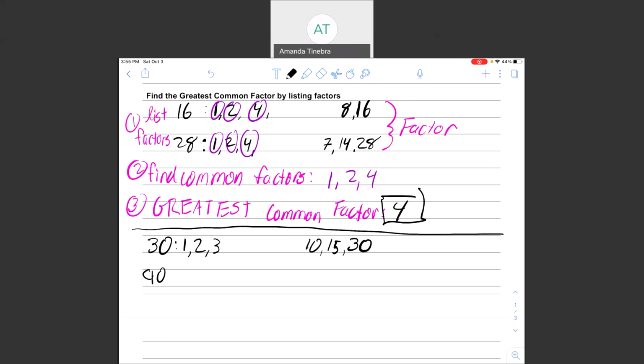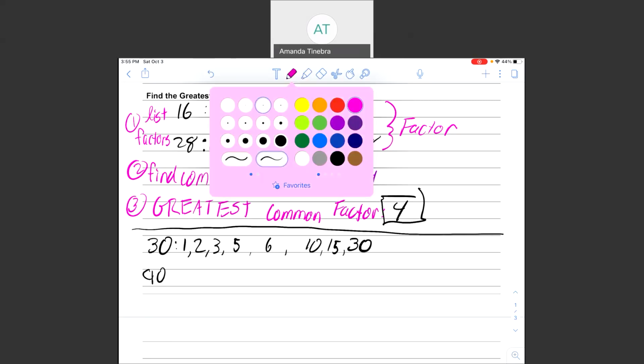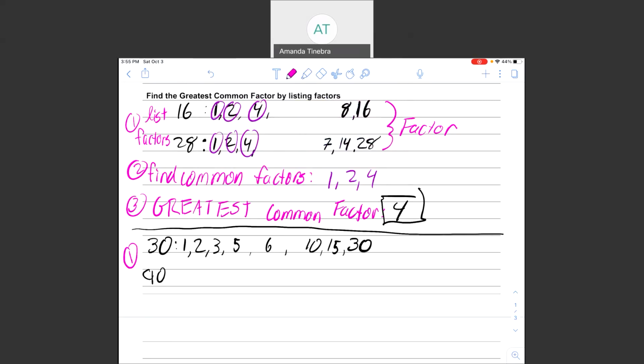30 divided by 4 is a decimal, so I won't write 4 down. 30 divided by 5, well, that's actually 6. The nice thing about 5 and 6 both going into it is I now know, well, 5 and 6 are next to each other, so that means that there's nothing else that could possibly go in between here. Okay? So this is all my factors for 30: 1, 2, 3, 5, 6, 10, 15, 30. Those are my factors as I'm doing my step 1, which is listing the factors.